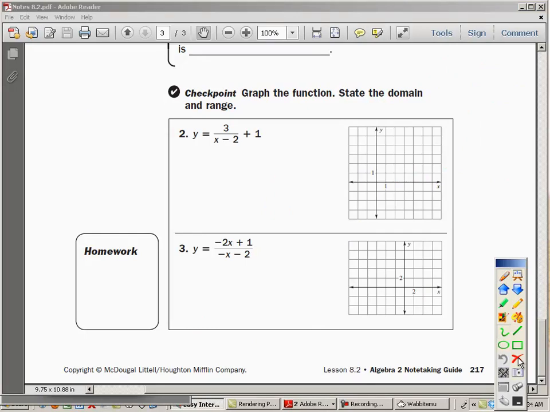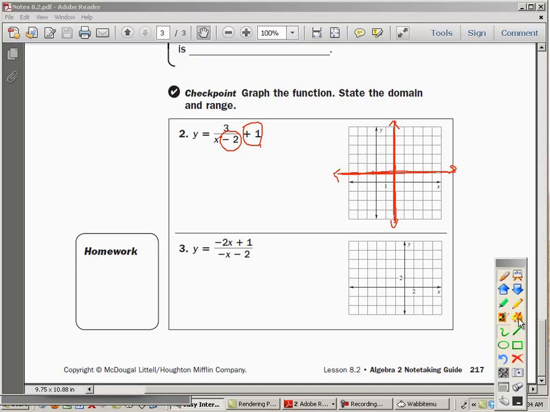All right, so my first one's straightforward here. We've got a vertical asymptote at x equals 2, so we're going to go over here to 2. We're going to do our vertical asymptote in. And since it says y plus 1, that moves my horizontal asymptote up 1 unit. And so here's my horizontal asymptote there.